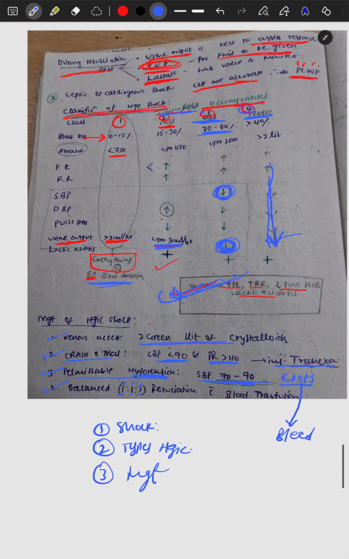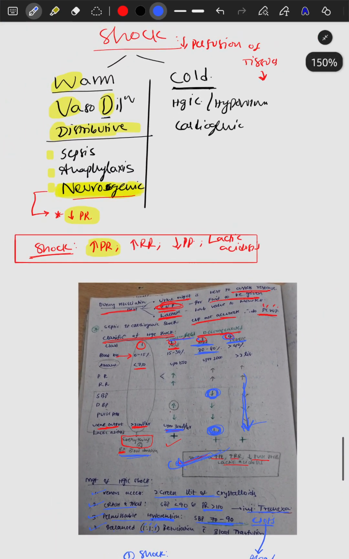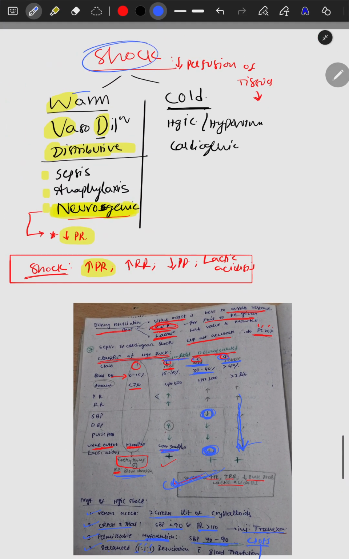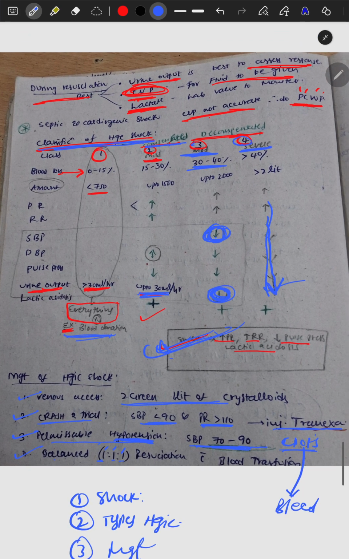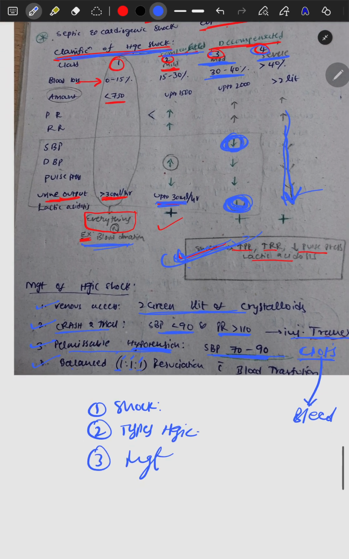And I hope this is the summary of today's shock. Warm and cold, you should remember only warm means vasodilation. D for distributive, it is a distributive shock. Only 3 examples: sepsis, anaphylaxis, neurogenic. In neurogenic, only pulse rate decreases, everywhere else it will increase. And in cold shock, hemorrhagic, cardiogenic, hypovolemic. And basic shock features everywhere you should remember. And what is the classification of hemorrhagic shock? 1, 2, 3, 4. In 3, for the first time SBP and urine output decrease. In 4, everything decreases. And management of shock.